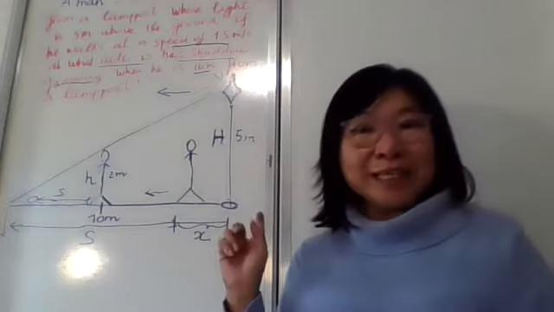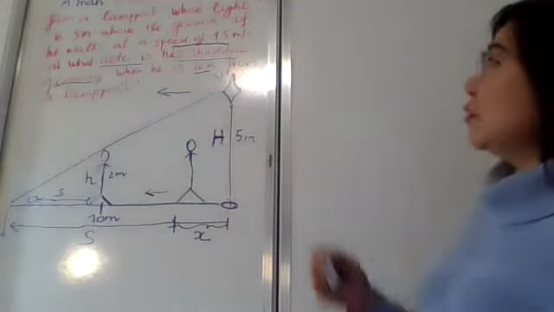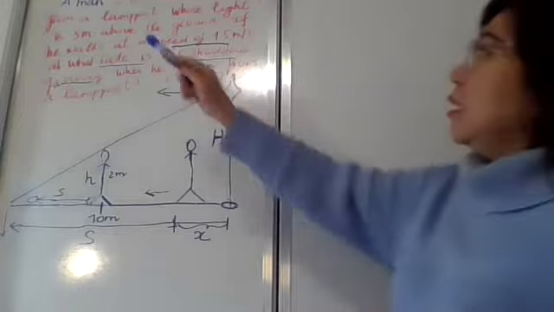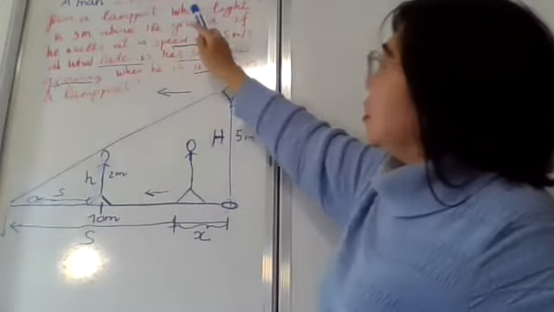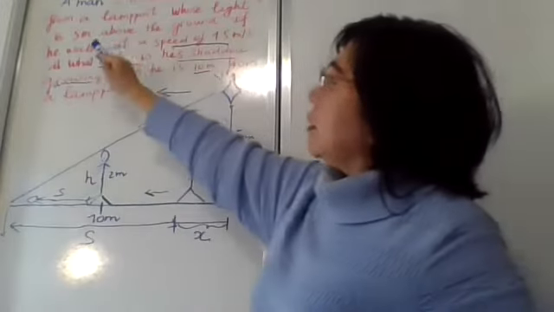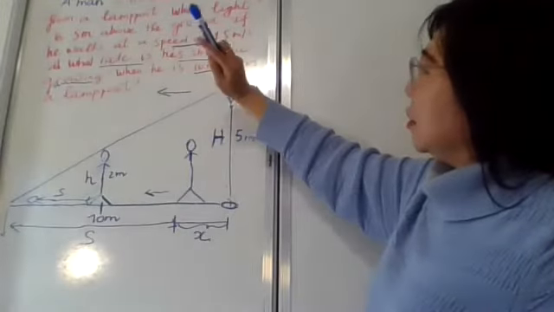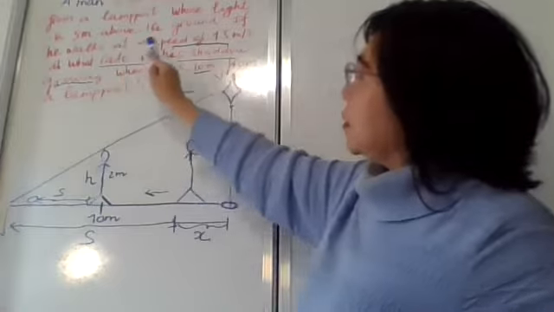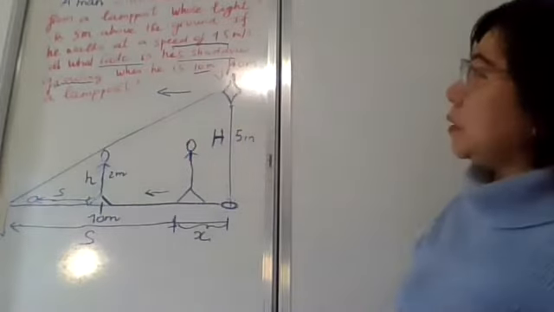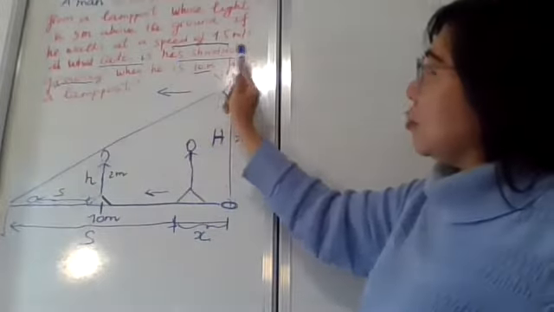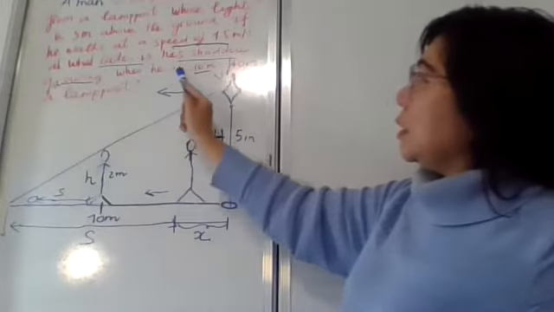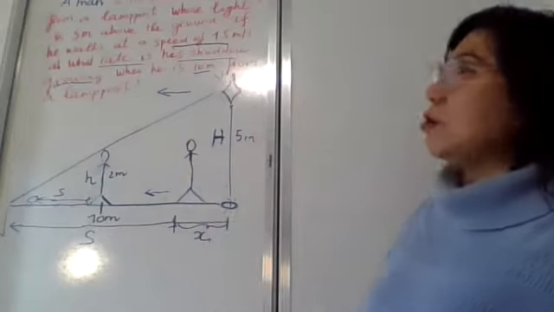Okay, so let me get into this question right now. Let's read together. A man 2 meters tall walks away from a lamppost whose light is 5 meters above the ground. If he walks at the speed of 1.5 meters per second, at what rate is his shadow growing when he is 10 meters from the lamppost?